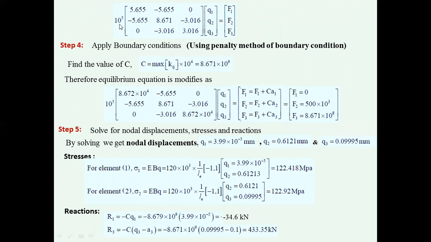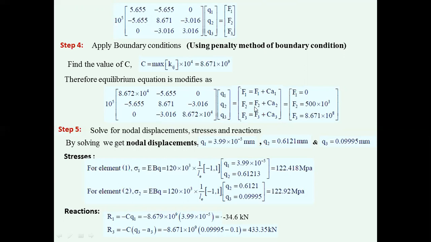So you just add 5.655 into 10 to the power of 5 plus 8.671 into 10 to the power of 9. Add it, remove 10 to the power of 5 outside and write the remaining term here. Similarly, 3.016 into 10 to the power of 5 plus 8.671 into 10 to the power of 9. Add these two, remove 10 to the power of 5 and write the remaining term over. So here the stiffness matrix gets modified and you write down Q1, Q2, Q3.